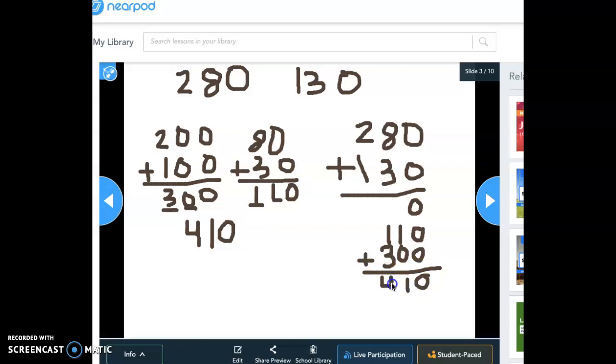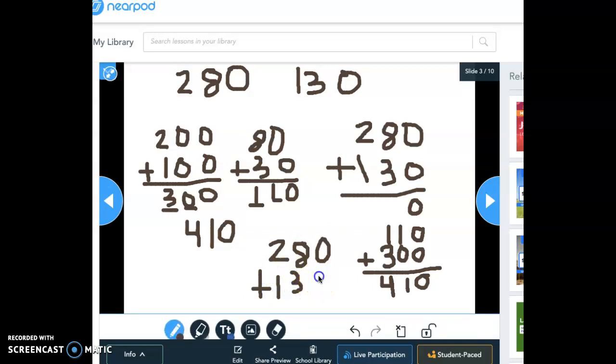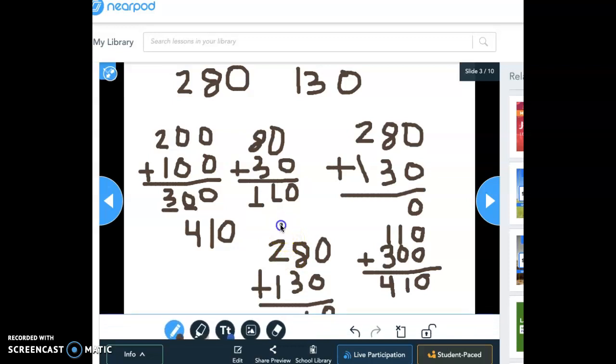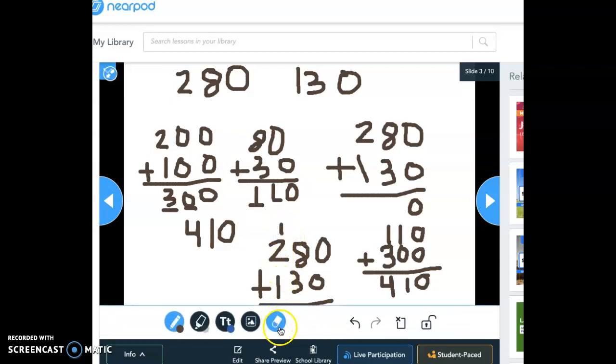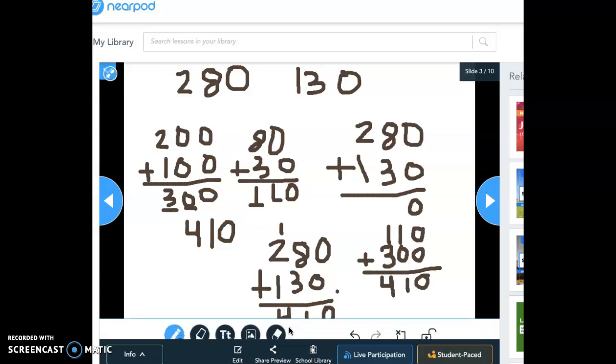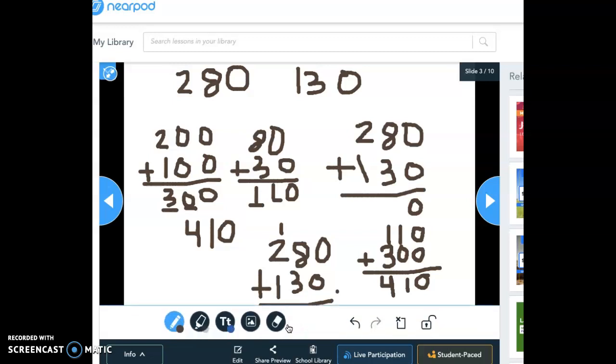So I got 410. You could also do the regular place value way of adding. So 280 plus 130. 0 plus 0 is 0. 8 plus 3 is 11. 1 plus 2 plus 1 is 4. So I got 410 there. So since I've done it 3 ways, then I'm pretty sure the answer is 410.